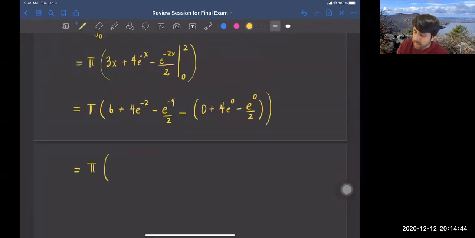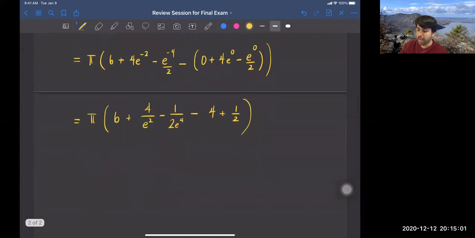Then pi becomes 6 plus 4 e to the second power minus 1 over 2 e to the fourth power minus 4 plus 1/2. So this becomes pi. 6 minus 4 is 2, plus 1/2 becomes 5/2. So this becomes 5/2. I feel like we did this one. I think this was exactly the one that we did in class.